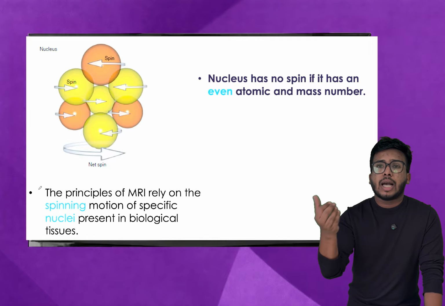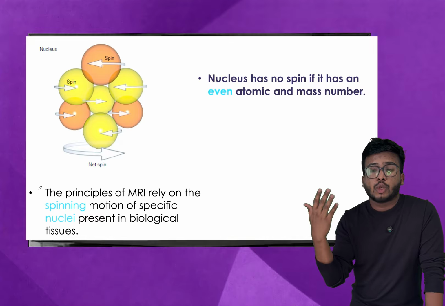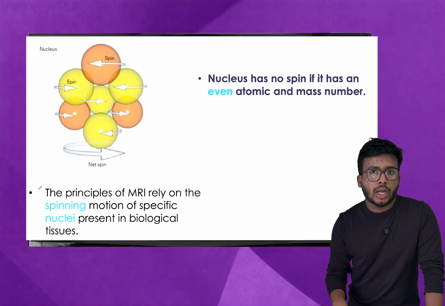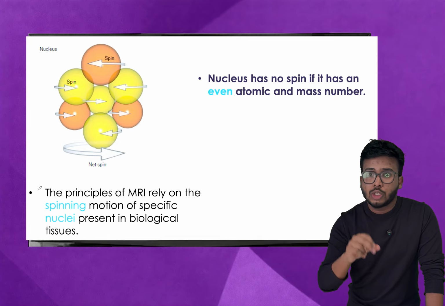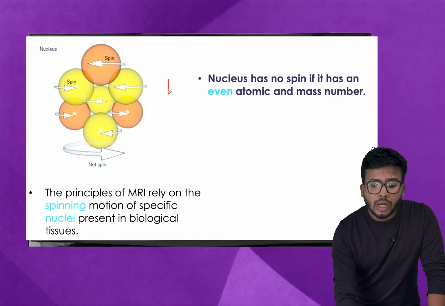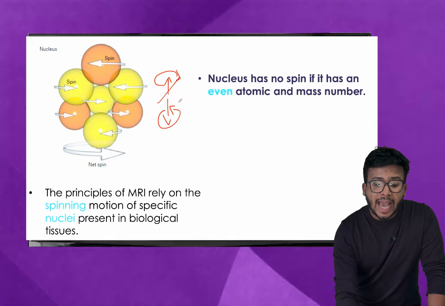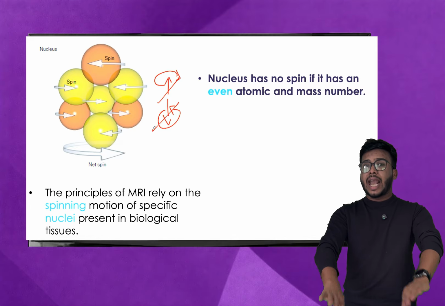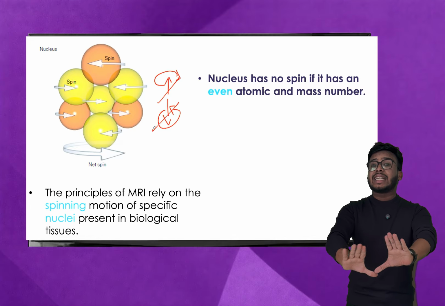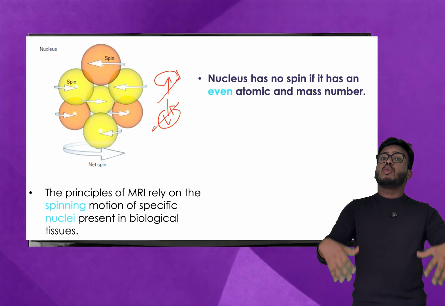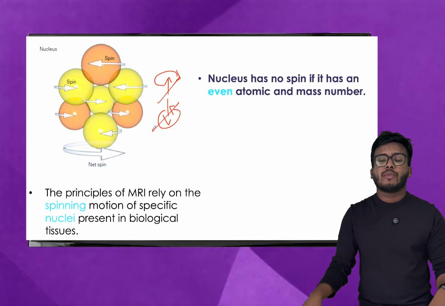For example, give me an example of an element having an even atomic number. Hydrogen has atomic number 1. The next element, helium, has atomic number 2. So they have 2 protons. Inside the helium nucleus we have 2 protons. One proton will spin in one direction and another proton will spin in the opposite direction, so they will cancel each other out and will not have a net spin. There will not be net movement. If it doesn't have a net movement, then there is no magnetic effect.